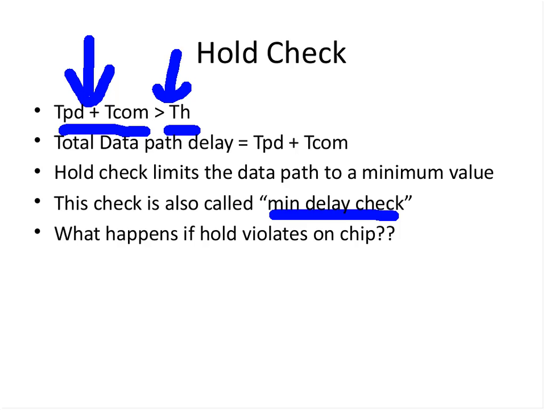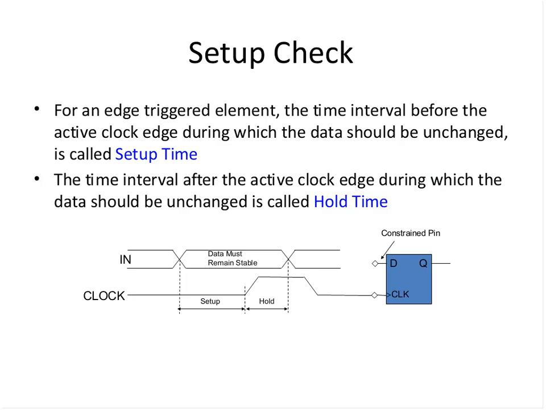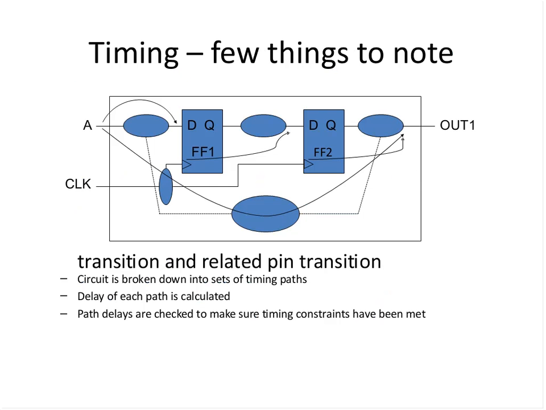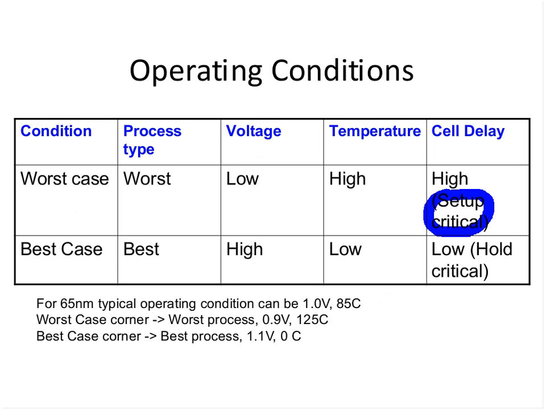Again, we will try to map this equation to the corner based STA. Now, what happens for a worst corner? For a worst corner, TPD is more, TCOM is more. It is good for hold, right? There is more delay, so it will meet the minimum timing constraint. So, no problem. When you go to the best case corner, TPD starts decreasing, TCOM starts decreasing. So, the best case corner is bad for hold. That is why we say that the best case corner is hold critical.